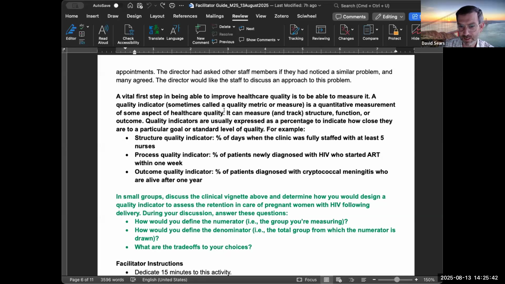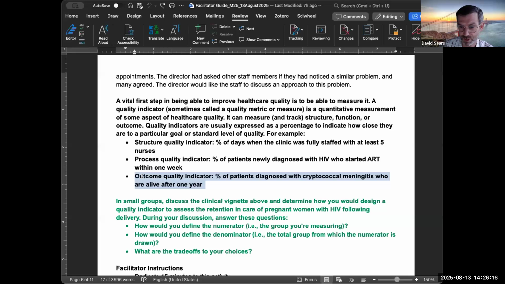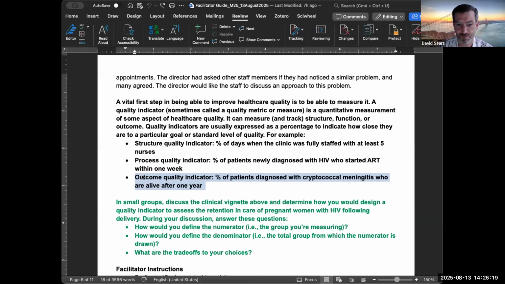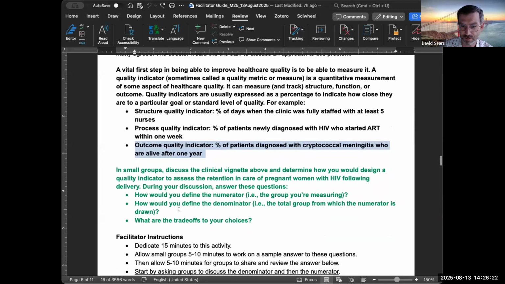And the idea is that our quality indicator can measure and track some structure, function, or outcome. And they're usually expressed as a percentage and used to indicate how close you or a clinic is to a particular goal or a standard level of quality. So for example, a structure quality indicator might be the percentage of days when the clinic was fully staffed with at least 5 nurses. A process indicator might be the percentage of newly diagnosed patients with HIV who are started on ART within a week. An outcome indicator could be the number of patients diagnosed with cryptococcal meningitis who are alive after 1 year. So just examples of quality indicators.